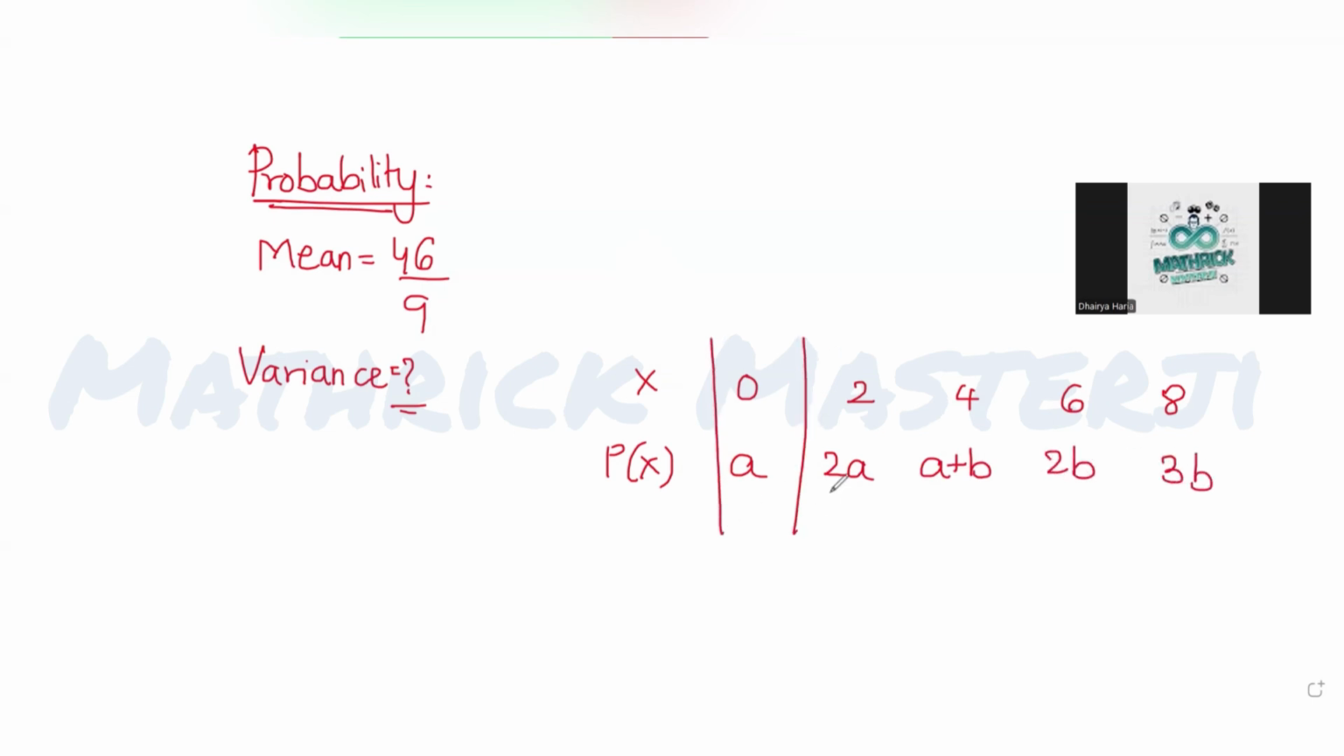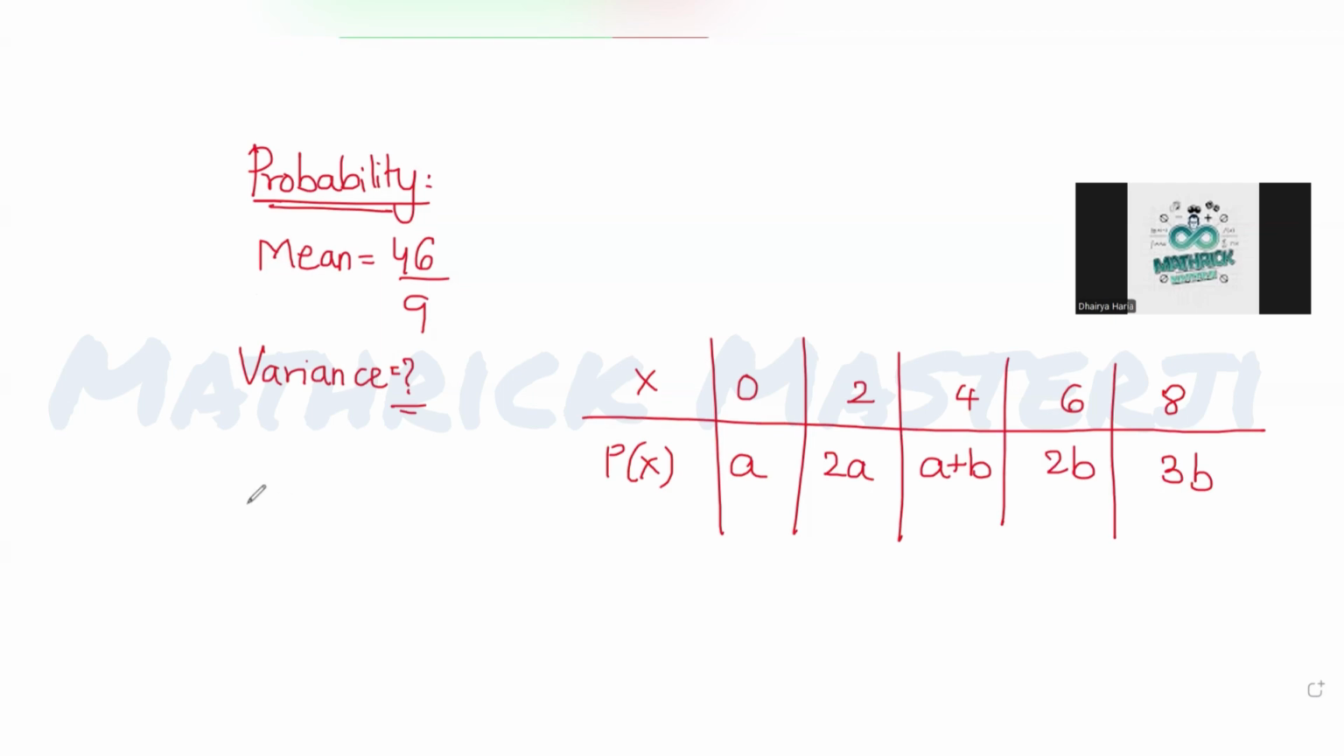And the probability distribution, if I show it to you, looks like this, where I have x and the different probabilities given as p of x. The different values of x given to me are 0, 2, 4, 6, 8, and the probabilities for them are a, 2a, a plus b, 2b, and 3b. The question is asking me to find the variance of this distribution.